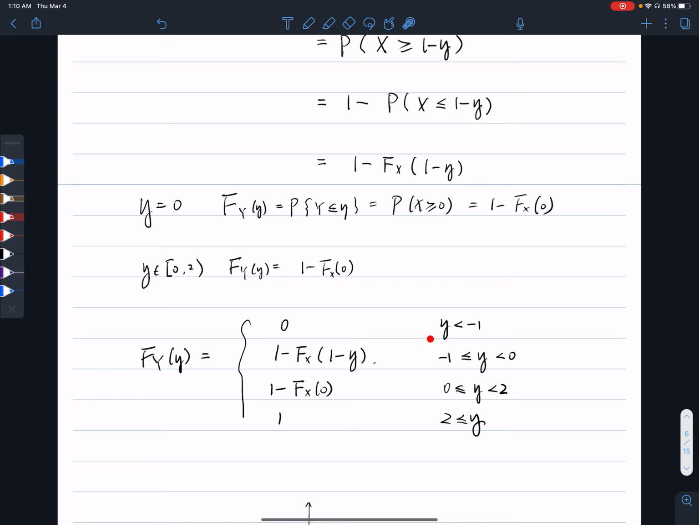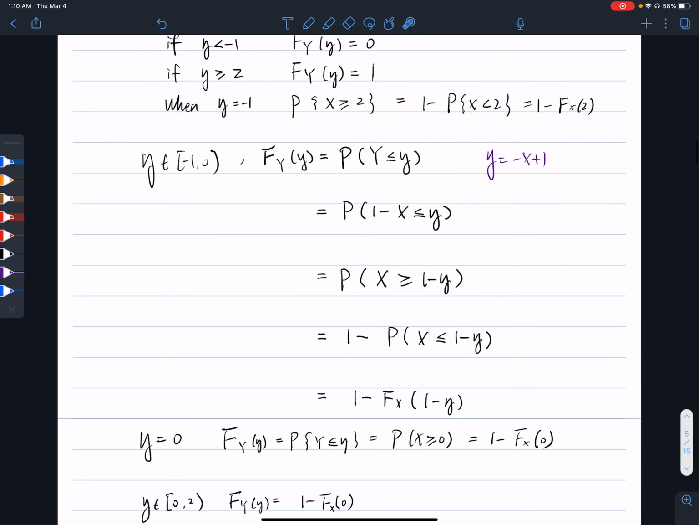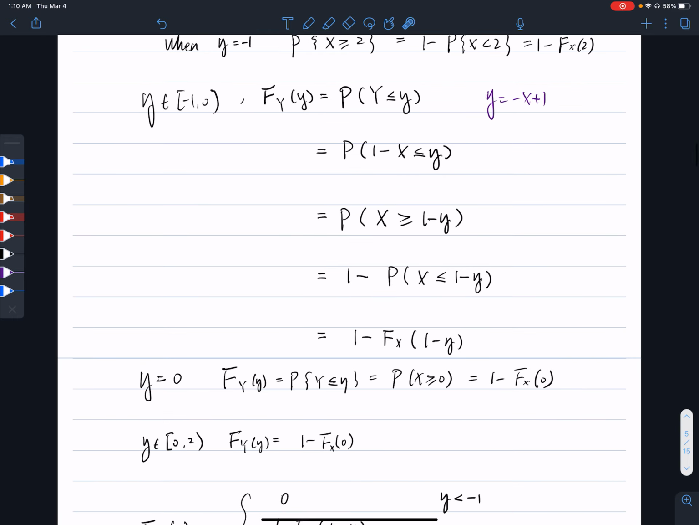Basically, for y less than negative 1, F_Y is equal to 0, and for y greater than or equal to 2, it is 1. For y greater than or equal to 0 and less than 2, we got F_Y equal to 1 minus F_X(0). And for y greater than or equal to negative 1 and less than 0, in this interval we got F_Y equal to 1 minus F_X(1 minus y).